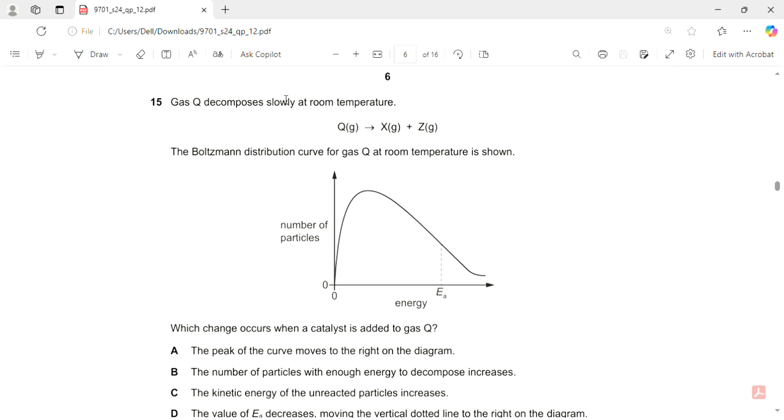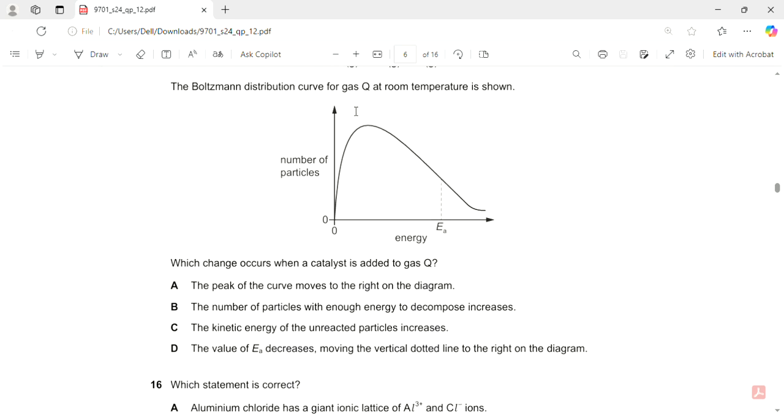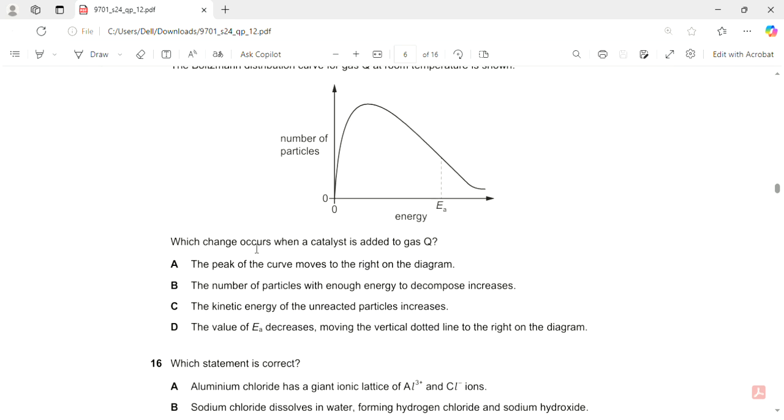The gas Q decomposes slowly at room temperature. The products are X and Z. This is the Boltzmann distribution curve for the gas Q at room temperature. Which change occurs when a catalyst is added to the gas Q?